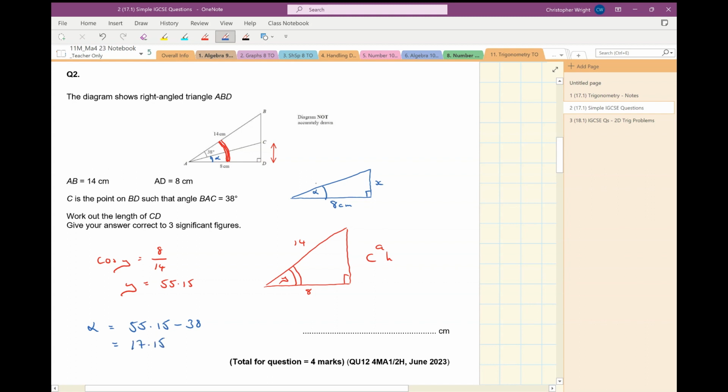Right, so now I know that angle there is 17.15, and I can use tan in this triangle to find the opposite. The opposite x is going to be tan the angle, tan 17.15 times 8. Tan the angle times the adjacent, which gives me 2.468, and I'm asked to give my answer correct to 3 significant figures, so the answer is 2.47.